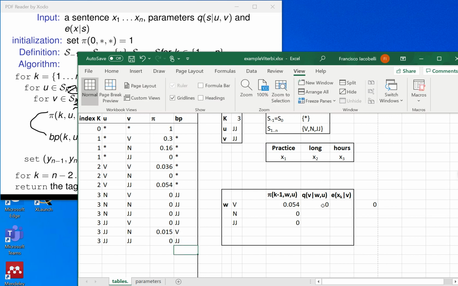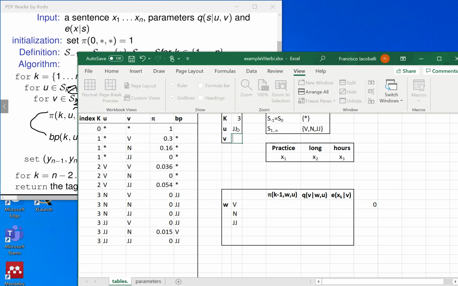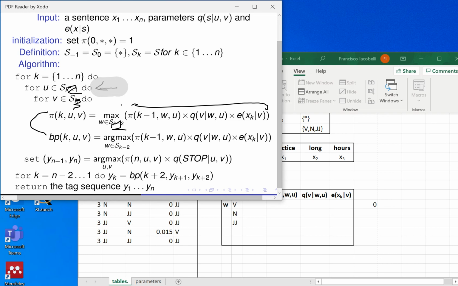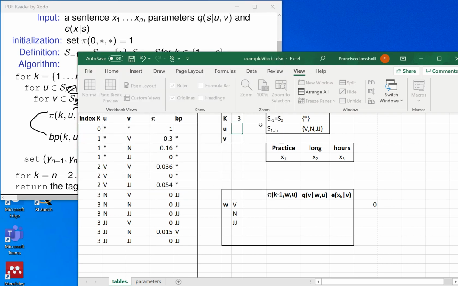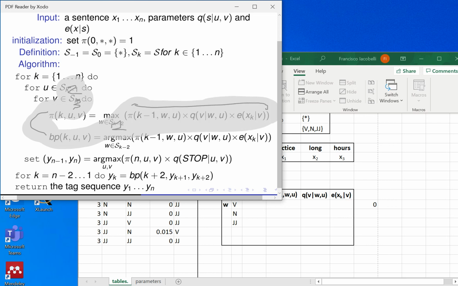All right, so at this point I've exhausted V. So we're going to go here, we're going to increase U, but U already reached the end of the set. So I'm going to increase K, but K only goes to N, and N is 3, so I'm done with K. You see that? I'm done with K. So I'm done with this set of for loops here, right?